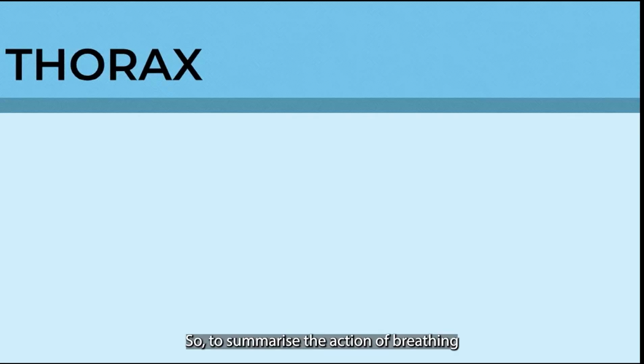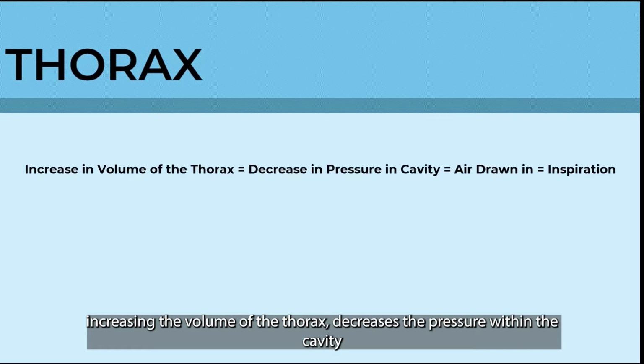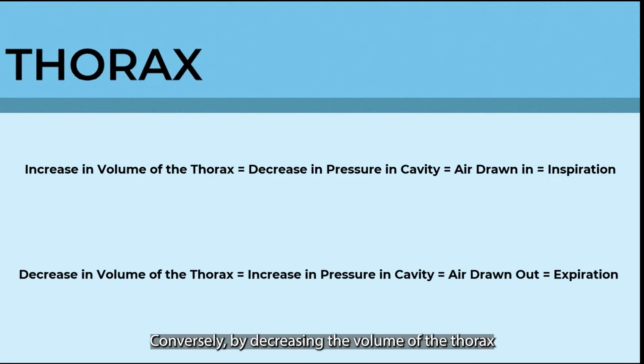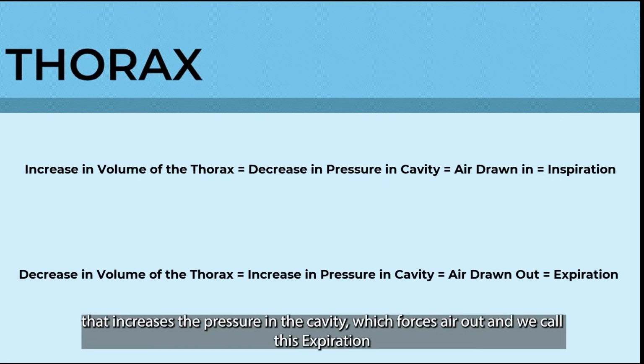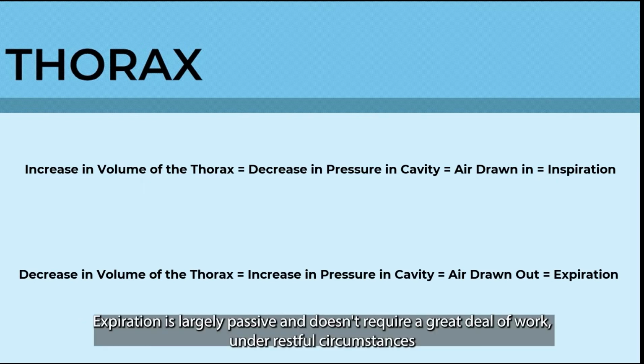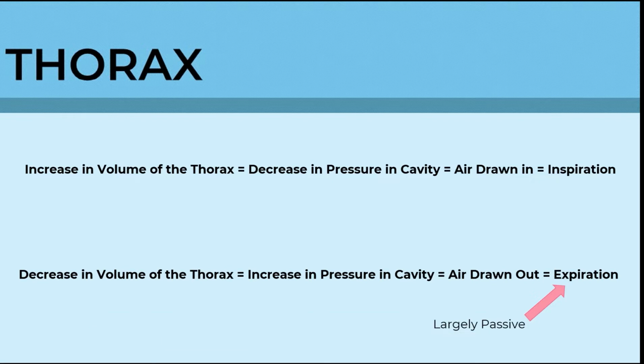So to summarise the action of breathing, increasing the volume of the thorax decreases the pressure within the cavity. Air is drawn in and we call this inspiration. Conversely, by decreasing the volume of the thorax, that increases the pressure in the cavity which forces air out and we call this expiration. Expiration is largely passive and doesn't require a great deal of work under restful circumstances. It is essentially the relaxation of the diaphragm.